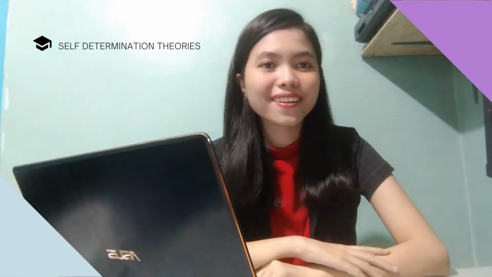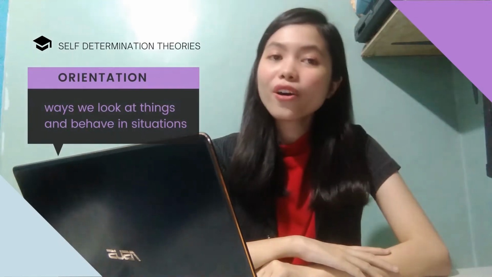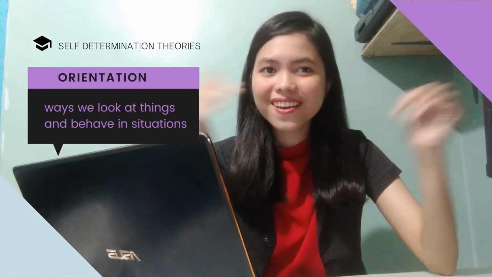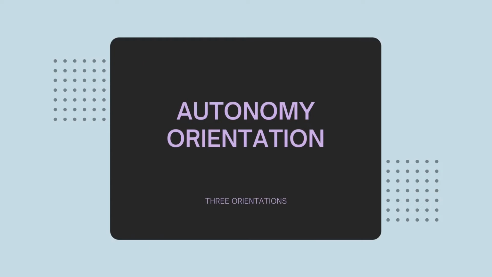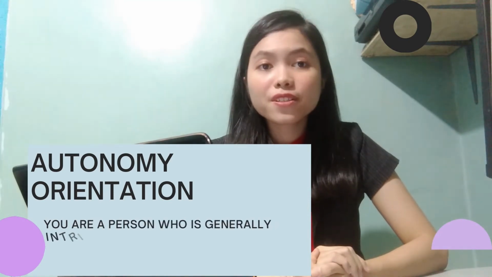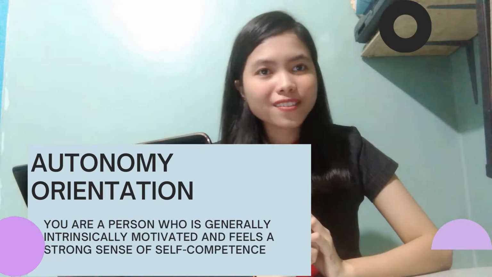Now for our third mini-theory, we have Causality Orientations Theory. It talks about 3 orientations that we can have. Orientations are just ways we look at things and behave in situations. Here are the 3 orientations. Number 1, the autonomy orientation. In this orientation, you are a person who is generally intrinsically motivated and feels a strong sense of self-competence.